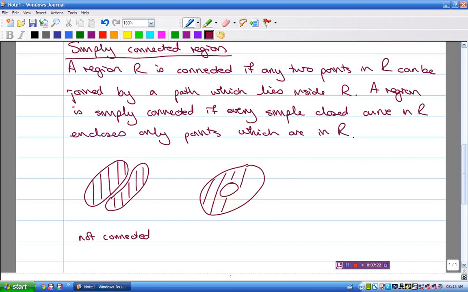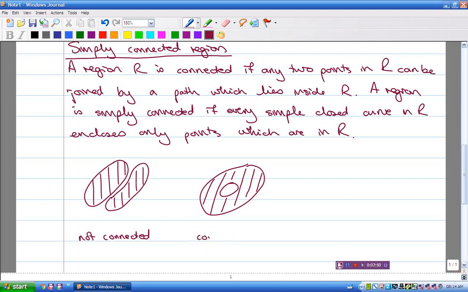Blob with a hole in it is not a technical term that you will find in a textbook, but there you go. That is connected, because if you take any 2 points in the shaded region, you can join them with a path that never strays outside the shaded region. However, it is not simply connected, because what about a loop that goes right around that hole? Such a loop would be enclosing points that are not in R.